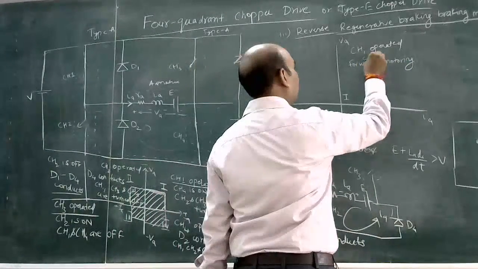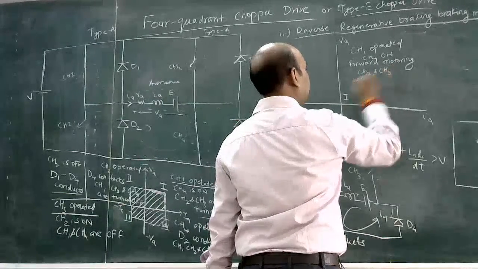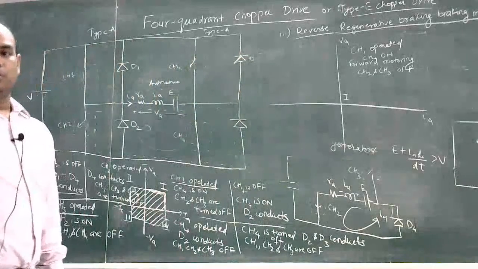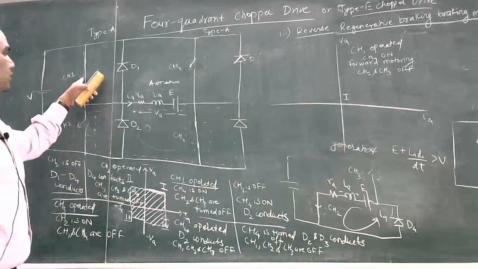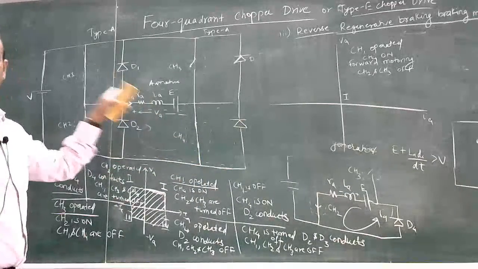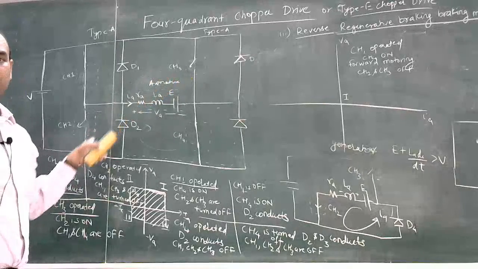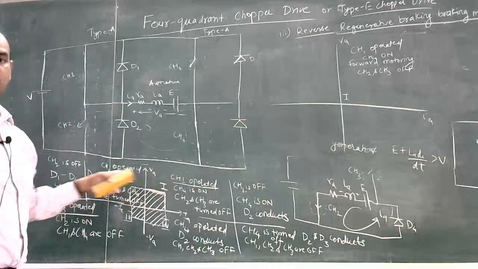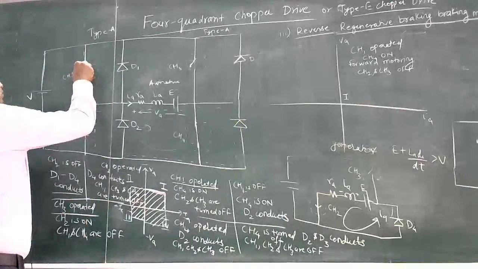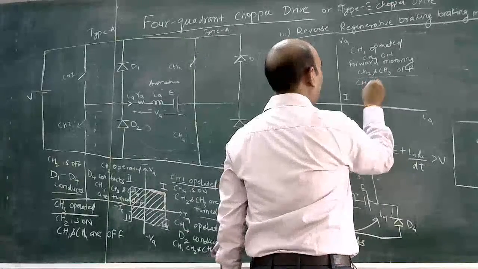So CH4 is on, and CH2 and CH3 are turned off. For forward motoring, CH1 and CH4 will conduct, and CH2 and CH3 will be turned off. Current will flow like this. When we turn off this CH1, CH1 is turned off.